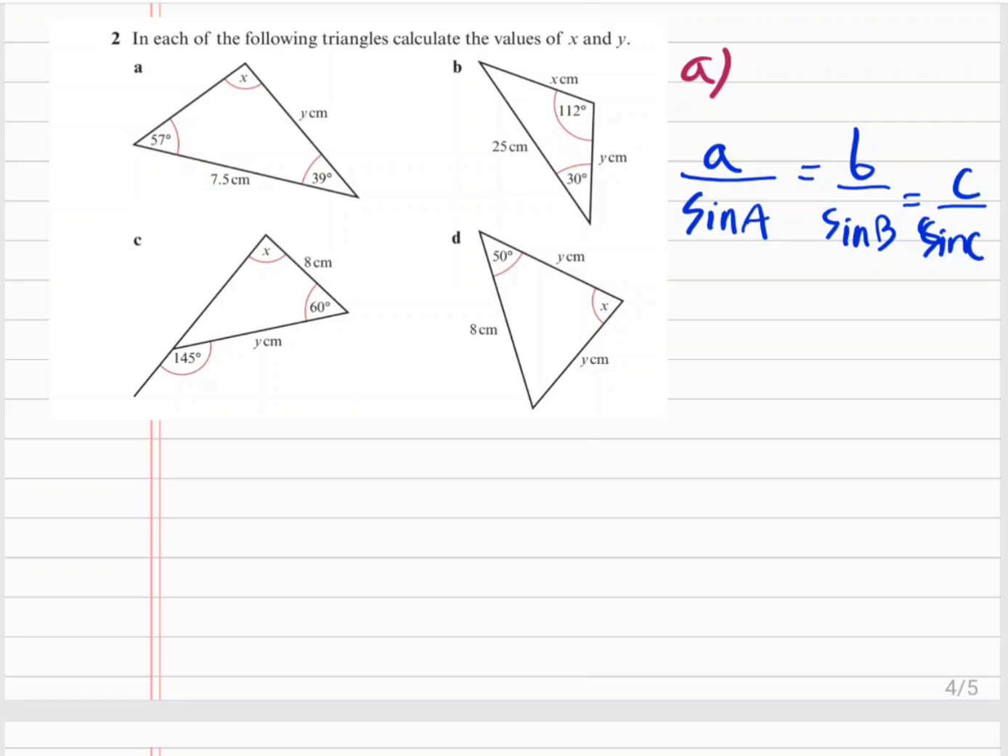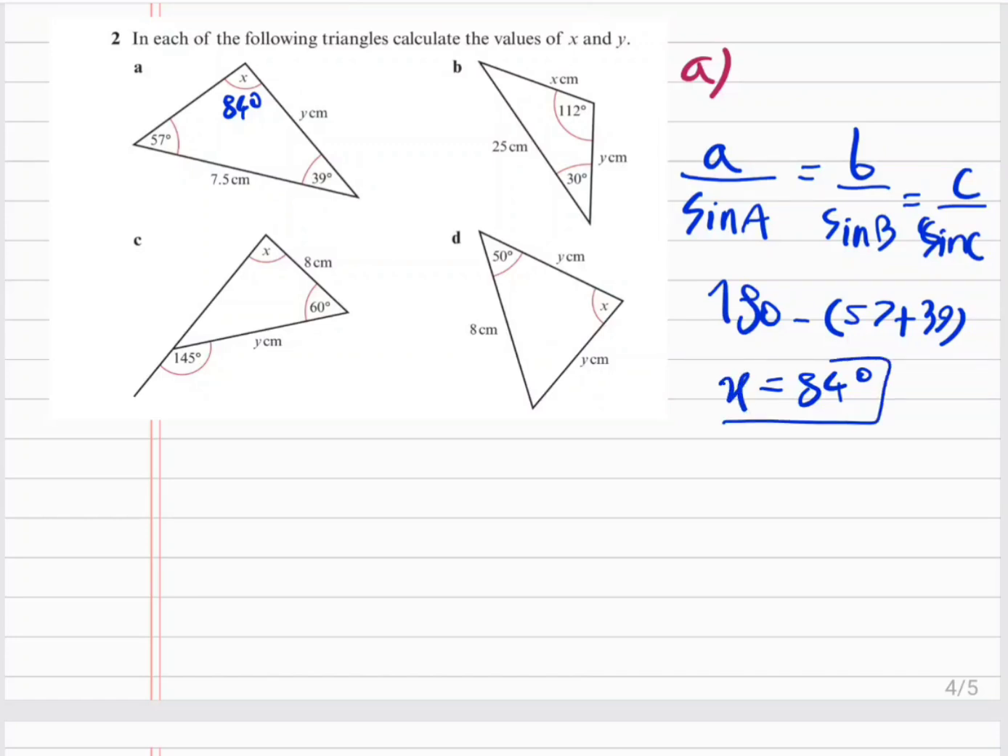Right, so in 2a, first of all, we can find x by using the simple fact that the interior angles of a triangle add up to 180 degrees. So we simply do 180 minus (57 plus 39), and that's equal to 84 degrees. So x is 84 degrees. Now that we have x, that's one of the answers. But now we want to find y.